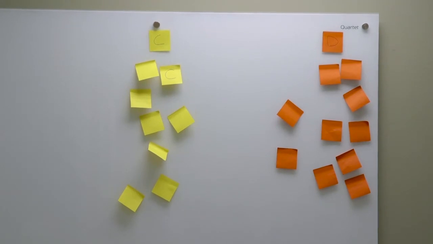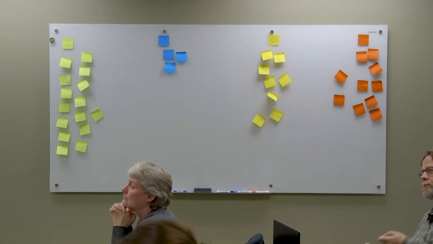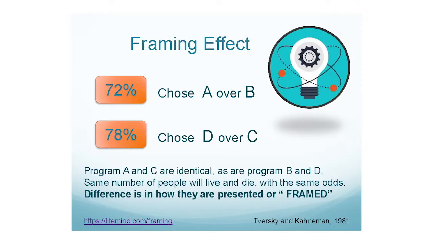All right. We're going to talk about the framing effect now. How we framed programs A and B, and then how we framed C and D was really interesting because 72% of people usually pick A over B. And then 78% choose D over C. Now this group looks a little more half and half, I think.